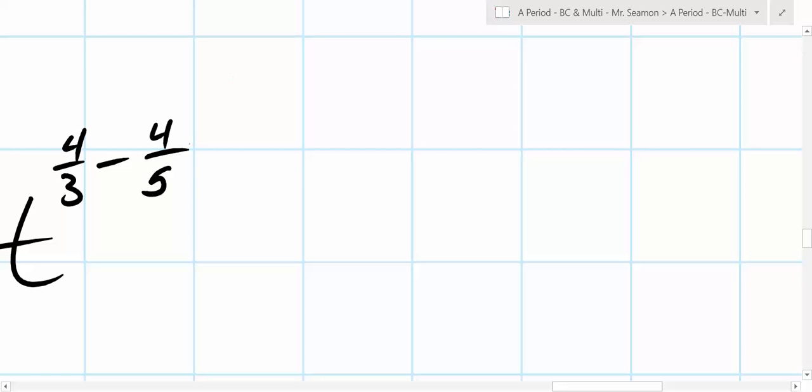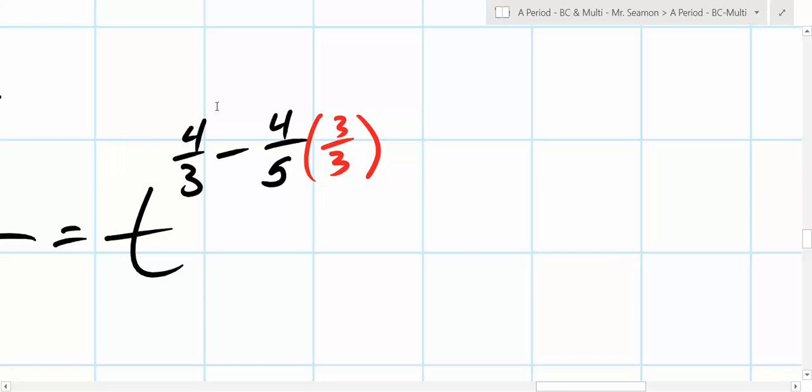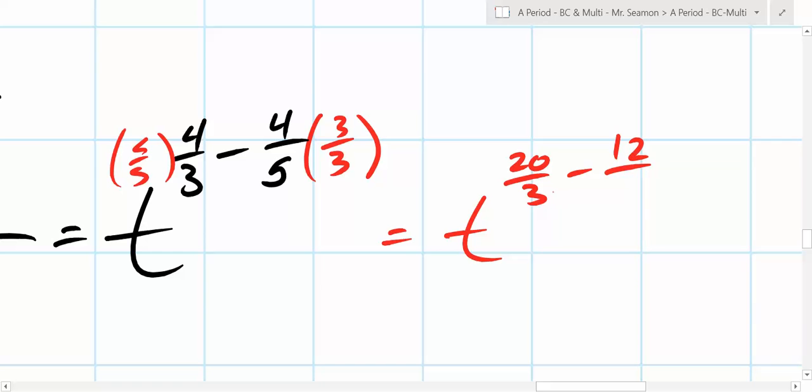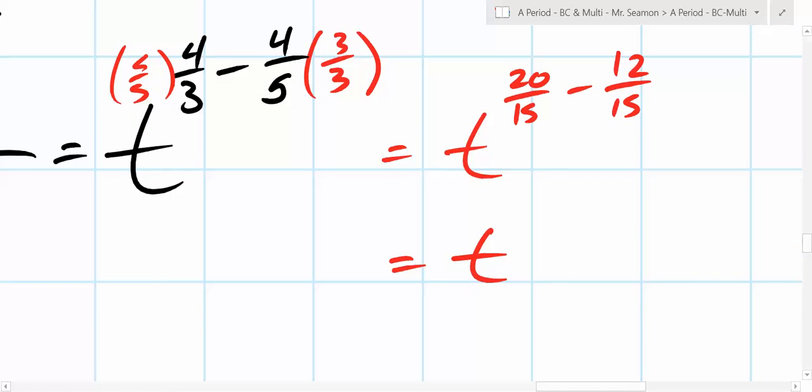15. So to get 15 here, we multiply by 3 over 3, and we multiply the other one by 5 over 5. And what's this going to equal? T to the 20 over 15 minus 12 over 15. So you end up with t to the what? 8 over 15. Then you ask yourself, can you simplify that fraction? And the answer is, I don't think so. There are no common factors of 8 and 15.